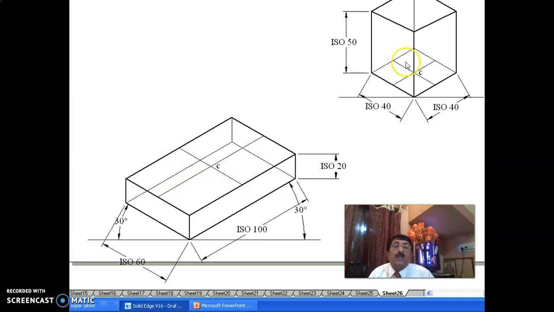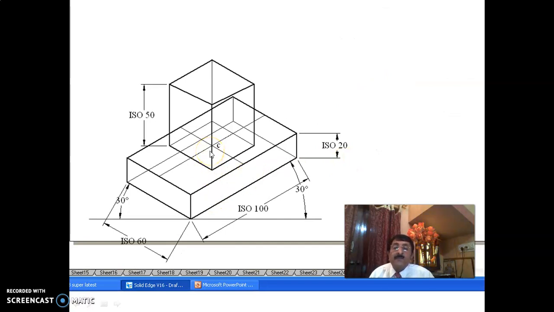Now what you do is, move this, don't copy, move with respect to this point C. That is, moving point is C. Move with coordinating point as C. You fix this point and bring it here so that this C and this C will coincide. Okay. Now once you do this, you know clearly, a square prism of size 40 and height 50 is seated centrally over a rectangular prism of 100 by 60 and height 20.